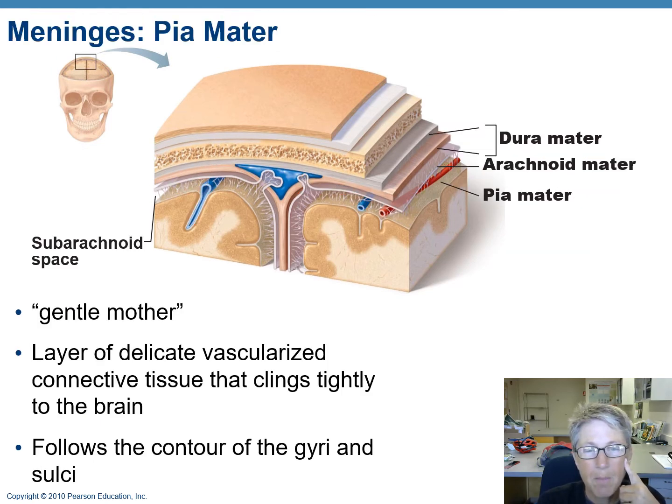And then the pia mater is the delicate mother. That's this stuff right here. It's a vascularized connective tissue, so that means it has blood vessels in it, and it clings tightly to the brain. So you can see I'm following the pia mater here, and it clings right to the sulci and the gyri of the cerebral cortex.